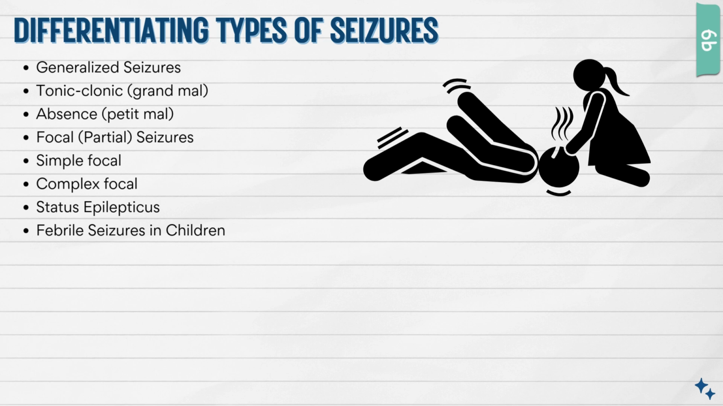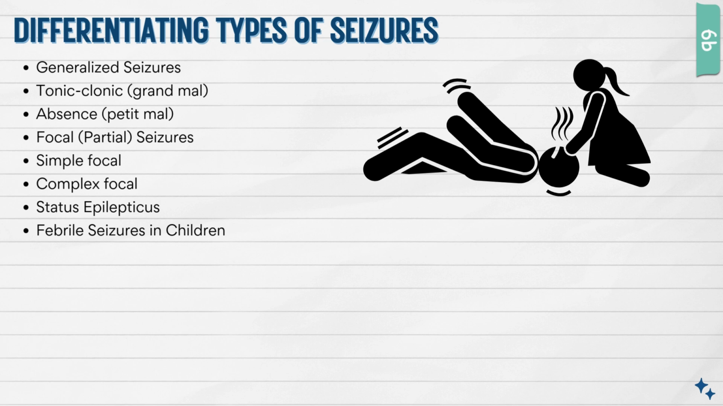Absence seizures or petit mal seizures are brief lapses in awareness, most commonly found in children. People sometimes think that the patient is daydreaming or staring off into nowhere, like they can't hear or see you for a few seconds, but they're actually neurological events. Focal seizures start in one area of the brain, okay? So simple focal seizures don't affect consciousness and might involve unusual sensations or jerky movements in one part of the body.